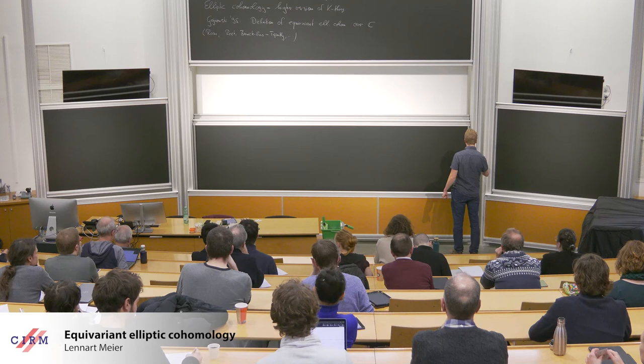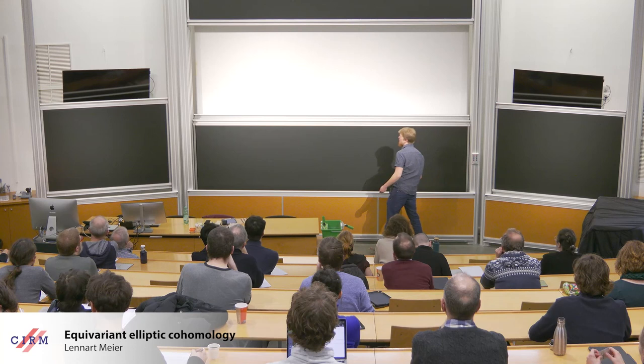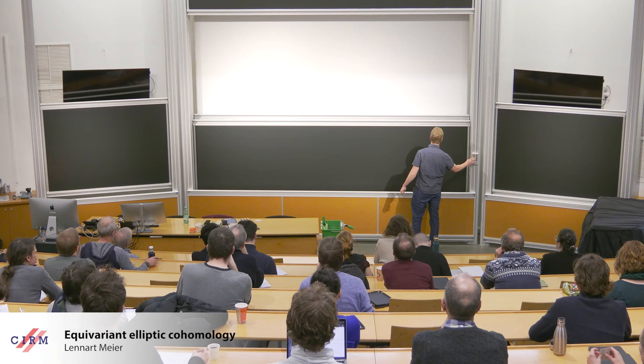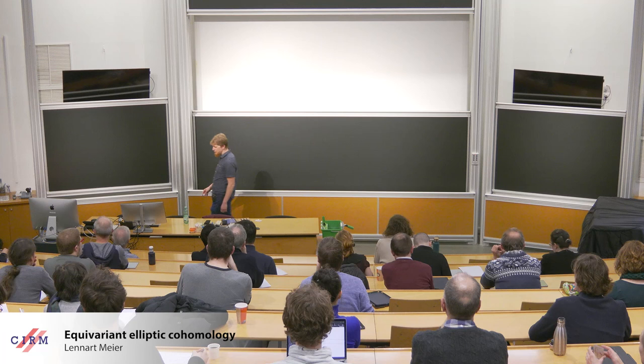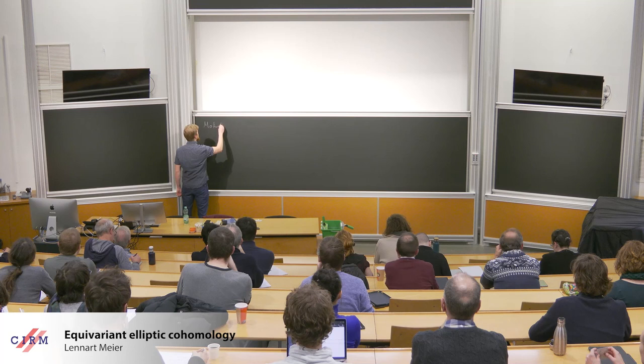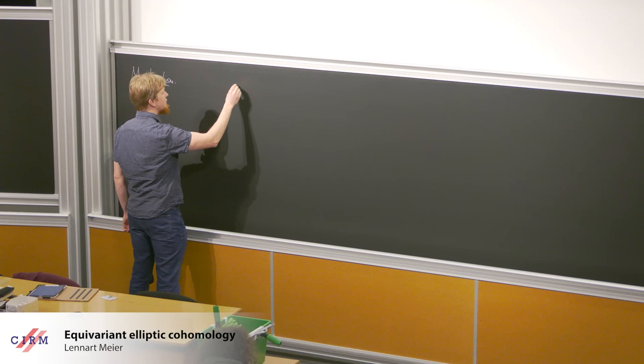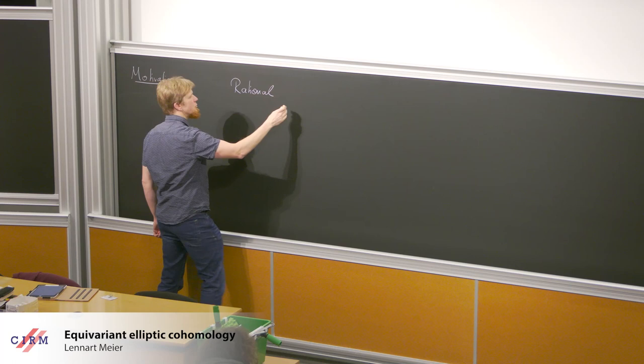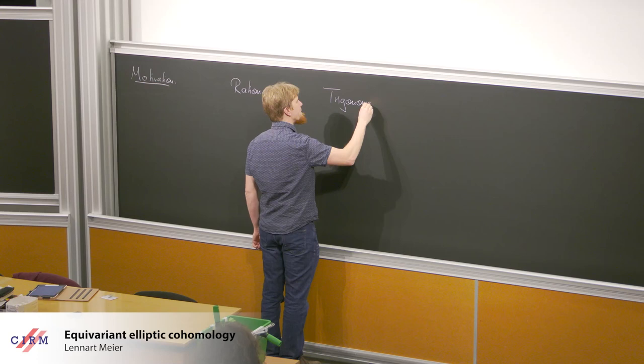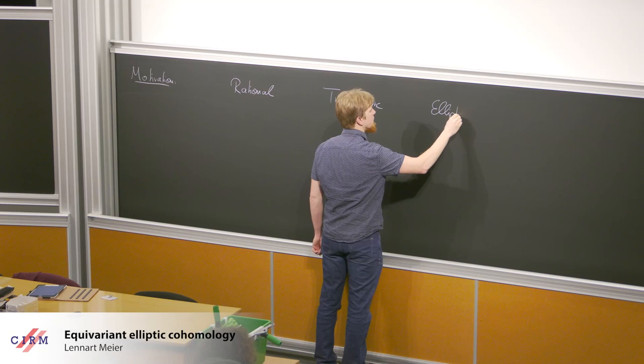Okay, so what were the motivations? What are the motivations behind this picture of equivariant elliptic cohomology, of elliptic cohomology? Let me start with something very basic, which goes back much longer than 95. Namely, there's a very basic trichotomy of rational functions, to trigonometric functions, and elliptic functions. These are ancient, and this goes back at least, I think, 200 years or something like this.